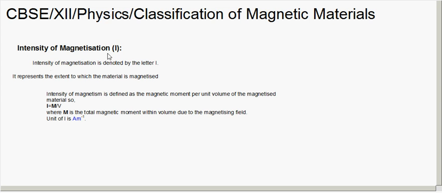Intensity of magnetization. We need all these terms when we study further, like classification of magnetic material, and also the hysteresis property. When we study the hysteresis property, we need this I and the next definition which I am giving, that is H. Now, the intensity of magnetization is generally denoted by capital I.